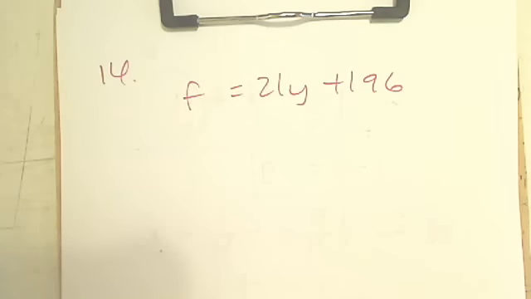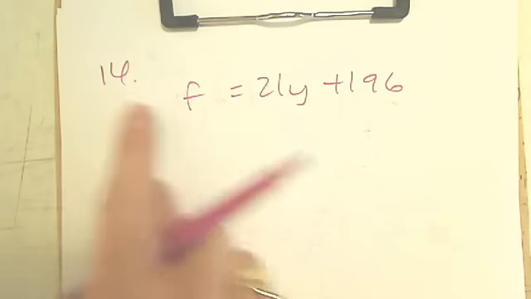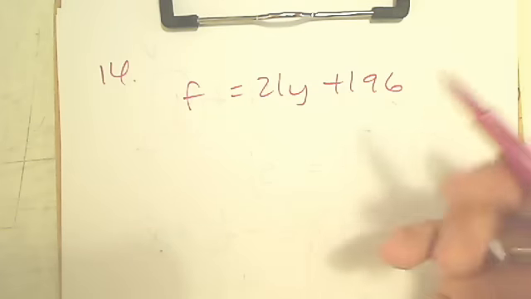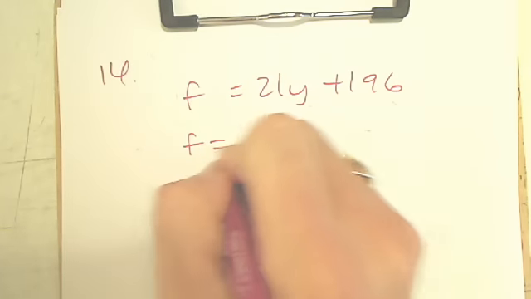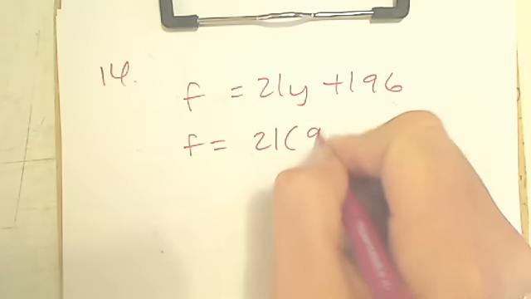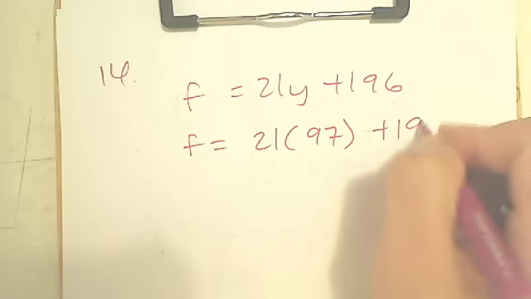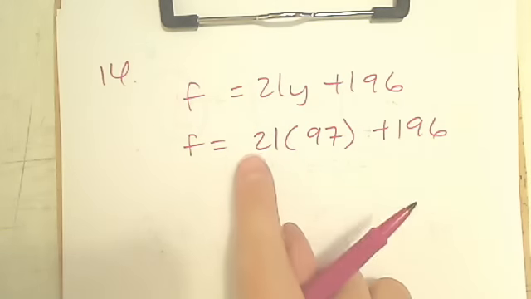On number 14 on the review sheet, they use 97 feet. So F equals 21 times, you're substituting in 97, plus 196. 21 times 97.